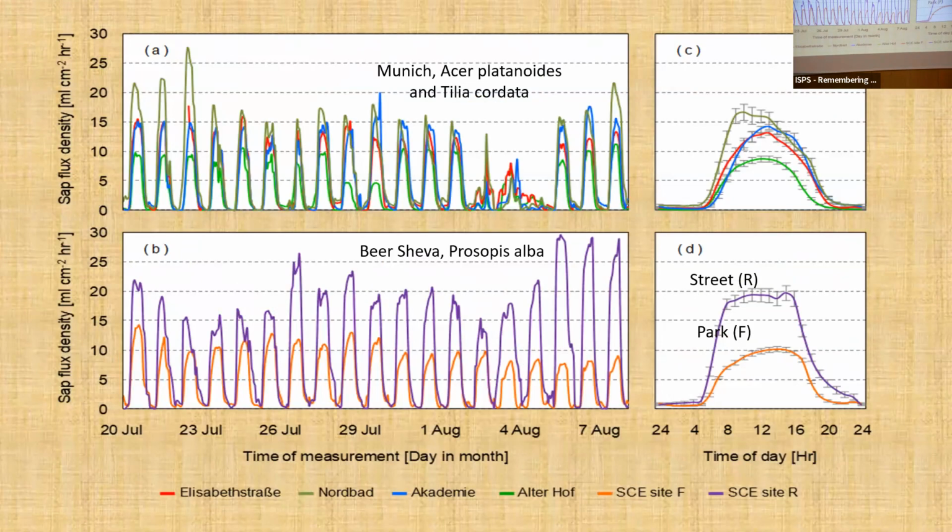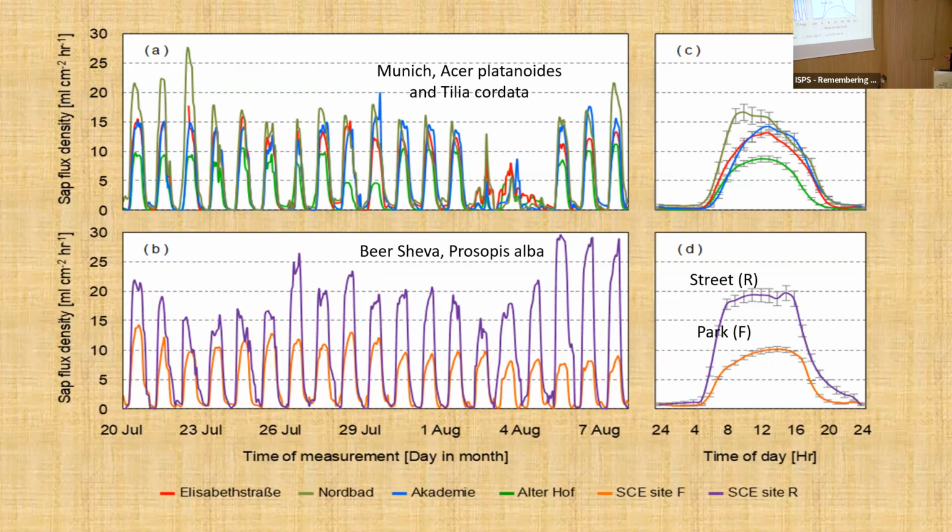And here's the sap flux density. For anyone who is not familiar, sap flux density is the flow rate in the stem relative to the stem area that's transporting it, right? The hydraulic area of the xylem, okay? Sap flux density in millimeters per centimeter square per hour. And here in Munich, there's Norway maple, I think, and Tilia cordata, and a plane tree, and these Prosopis trees, and you can see the daily curves.